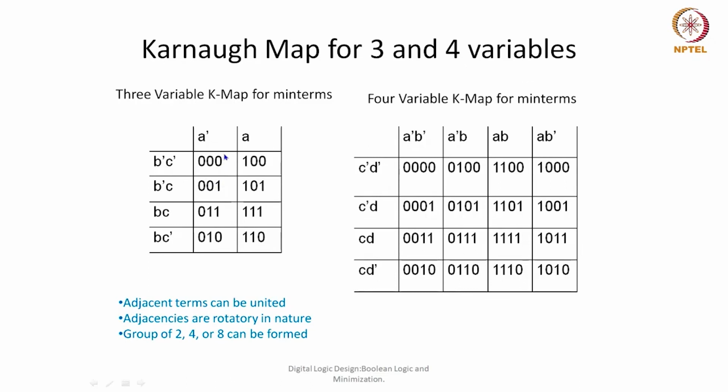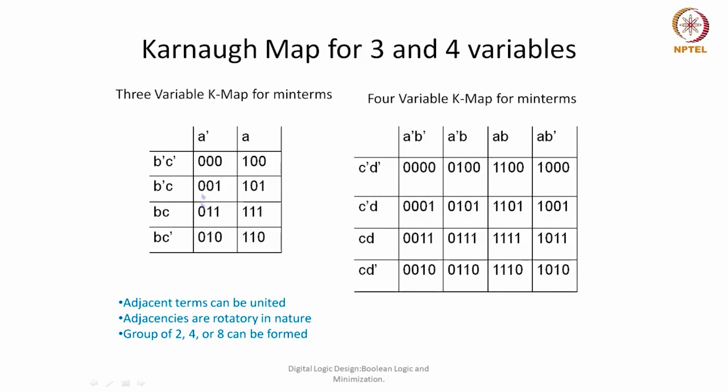So essentially all the adjacent cells can be united. We can use our uniting theorem to combine each adjacent cell. Now adjacent cells could be in the x direction, or in the y direction. So basically it could be adjacent horizontally, it could be adjacent vertically, it cannot be adjacent diagonally. So diagonal cells do not have any kind of correlation.